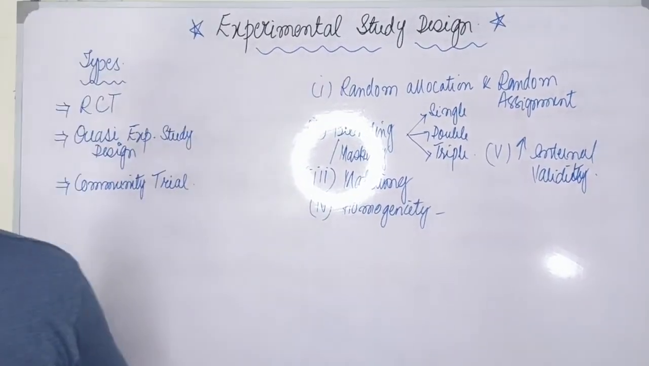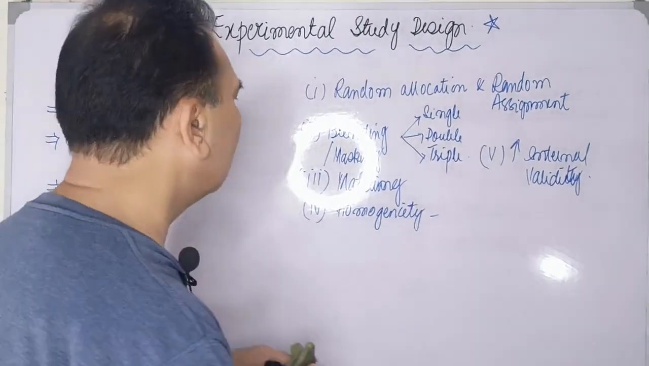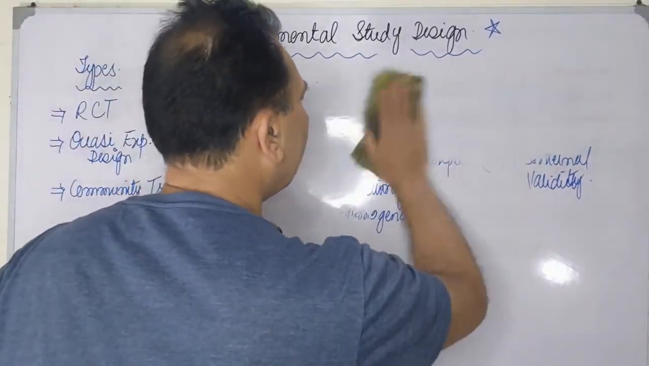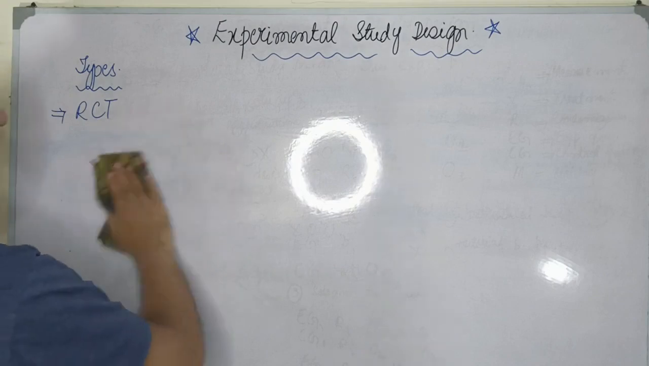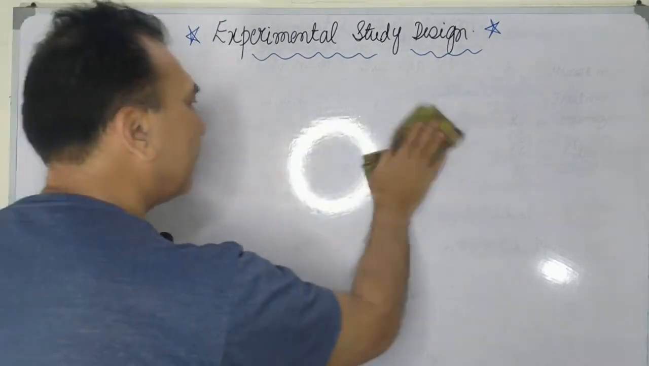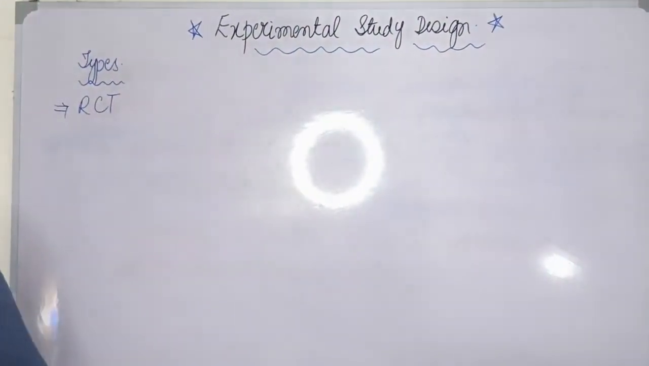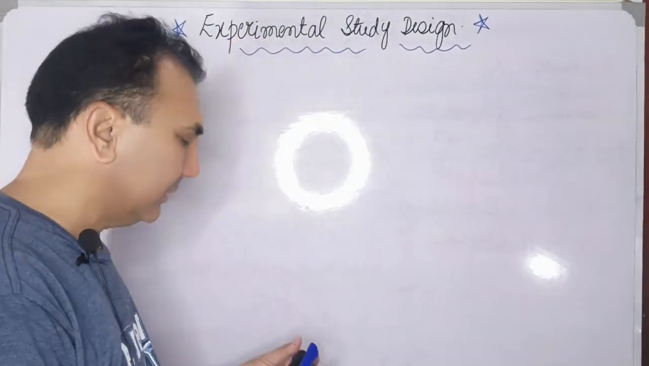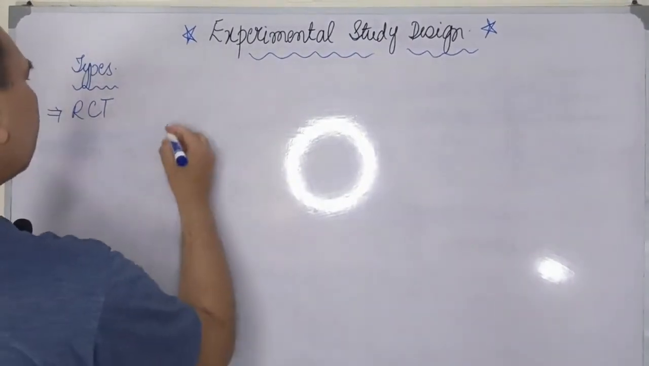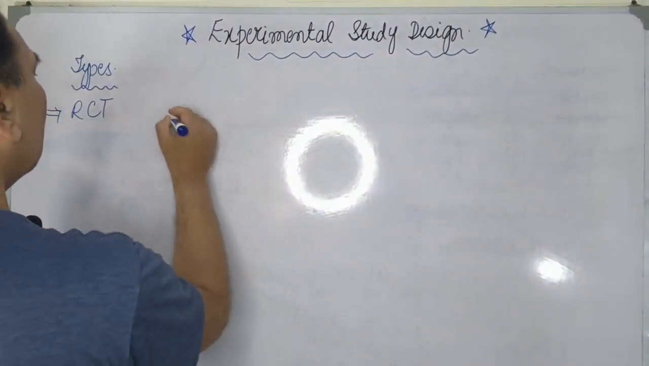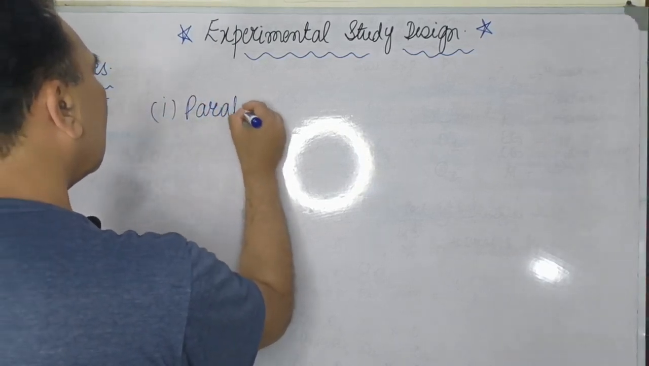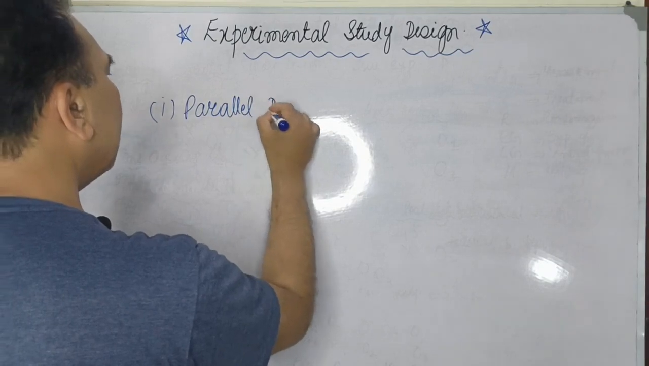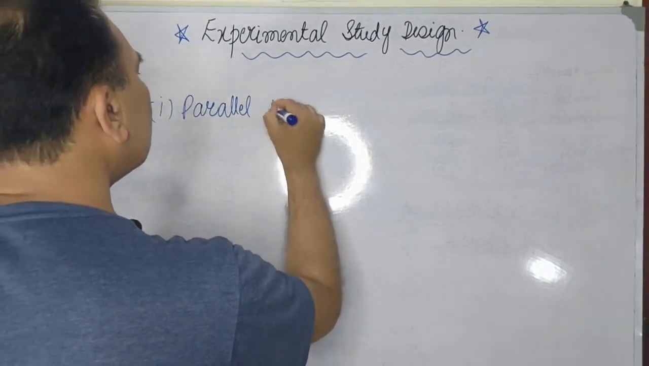So now we will learn the different types of the RCTs. Let me write down the types of the RCT. The first one is the parallel design, parallel RCT design.